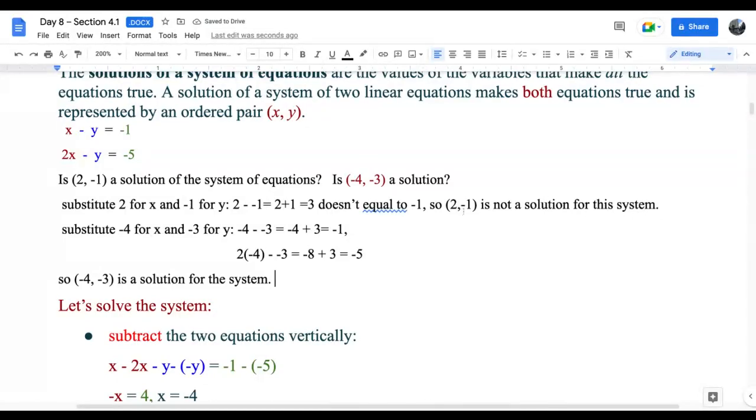So this is how we check. We just plug the x value and y value into the equation to see if we get the equal sign. So this one equals -1, equals -1. The second one equals -5, equals -5. So yes, it satisfies both equations. So it is a solution. Does anyone have any questions?